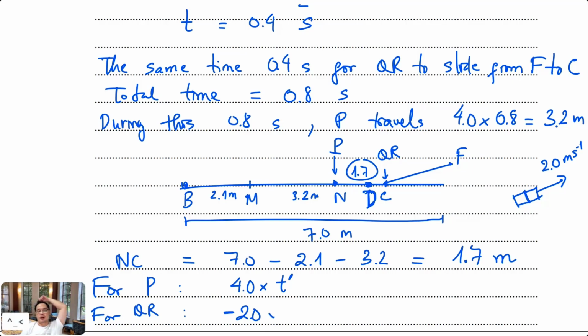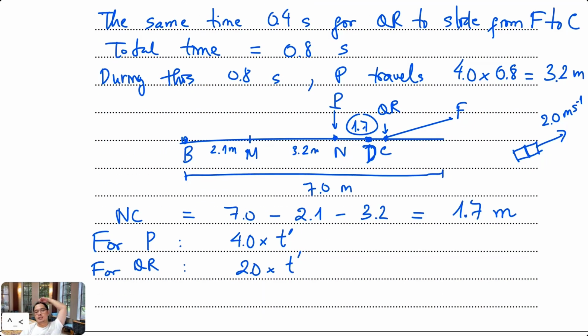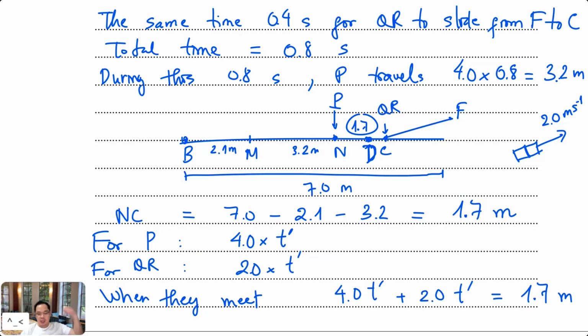Multiply with this new time, new t. So this is the distance they travel, but in the opposite direction. For distance, I will remove the negative sign, and when they meet, the total distance that they travel will be 1.7 meter. So when they meet, the total distance they travel is 4.0 t dash plus 2.0 t dash, equal to 1.7 meter, and therefore I can solve this equation to find the time t dash.